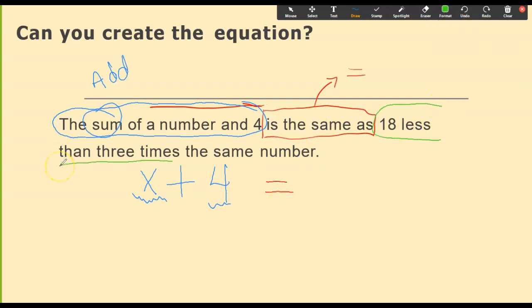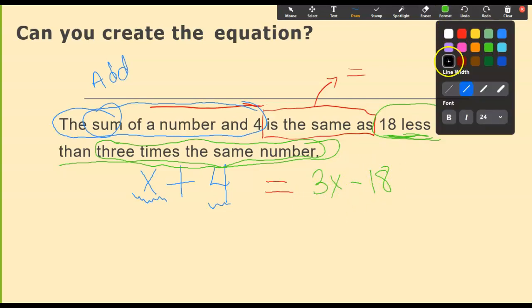18 less than 3 times the same number. To me, what stands out is this right here, 3 times the number. How would I say 3 times X, that number? How could I write 3 times X? Yes. Just 3X, 3 times a number. I don't know what that number is, but I know I'm going to take it and multiply by 3. And then I need 18 less than that. So I would subtract 18. So 18 less than 3 times of a number.